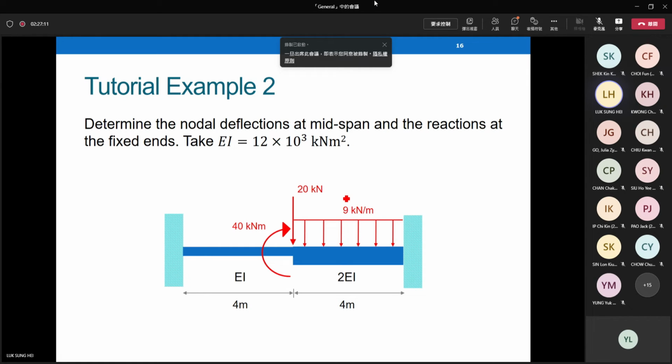What about the next example? Example 2. Example 2 is more straightforward from this point of view. A more straightforward and classical example. In example 2, you are asked to determine the nodal displacements and midspan. You are asked to find what happened at midspan here and find the reactions at the fixed ends. Similarly, I may give you some time to think about the problems. 1 minute.